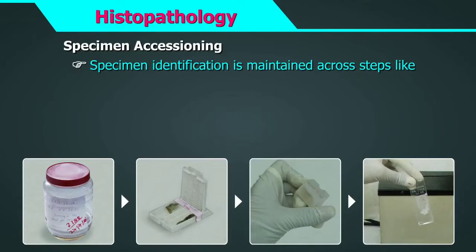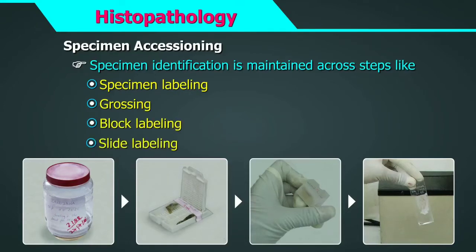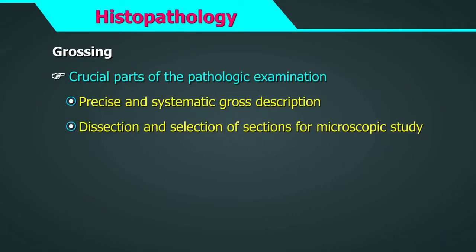As there are multiple levels of tissue handling during which errors can enter the testing process, specimen identification must be maintained across steps like grossing, block preparation, slide labeling, etc. Laboratories can create their own customized checklists for the same. Grossing. Precise and systematic gross description, dissection, and selection of sections for microscopic study are crucial parts of the pathologic examination and often cannot be remedied if omitted or done poorly at the time of the initial workup.